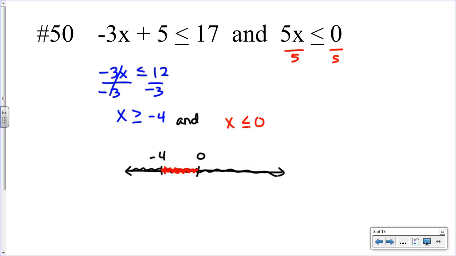At -4, would I have bracket or parentheses? And 0, bracket. So then I only do an interval over what's shaded, and in this case, the overlap. So my interval is just from -4 to 0. I don't have -infinity. I just go from -4 to 0.